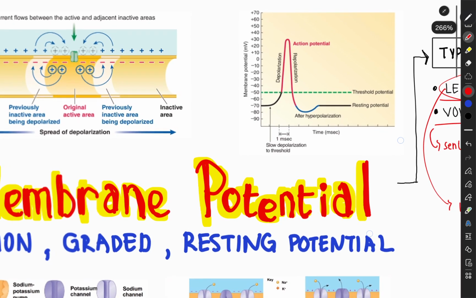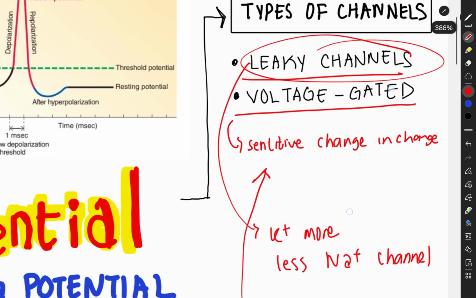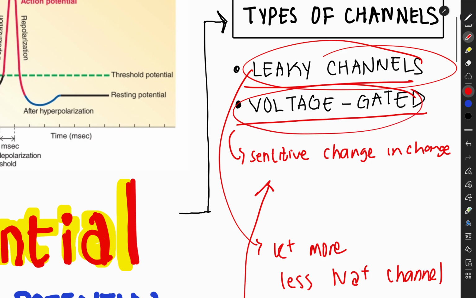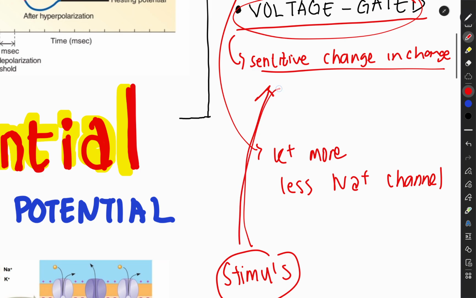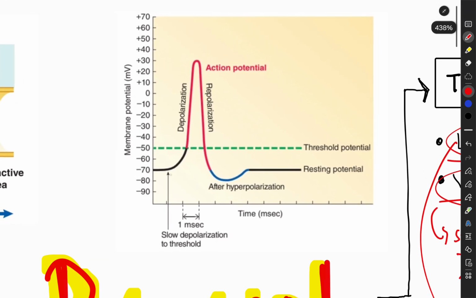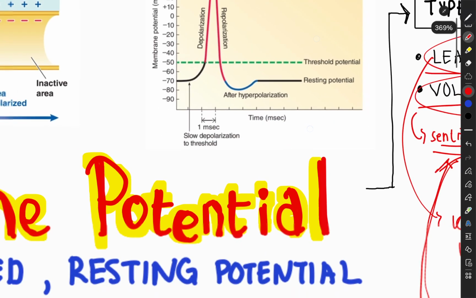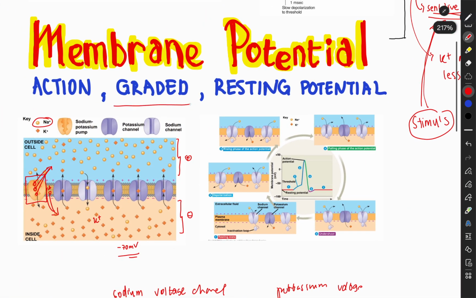Yeah, and when a stimulus comes, this voltage gated channel is very sensitive to charge, and when a stimulus hits it, it will open and it will depolarize. If the depolarization reaches the threshold, it will become an action potential. But if the stimulus is not strong enough, it will just become a graded potential.